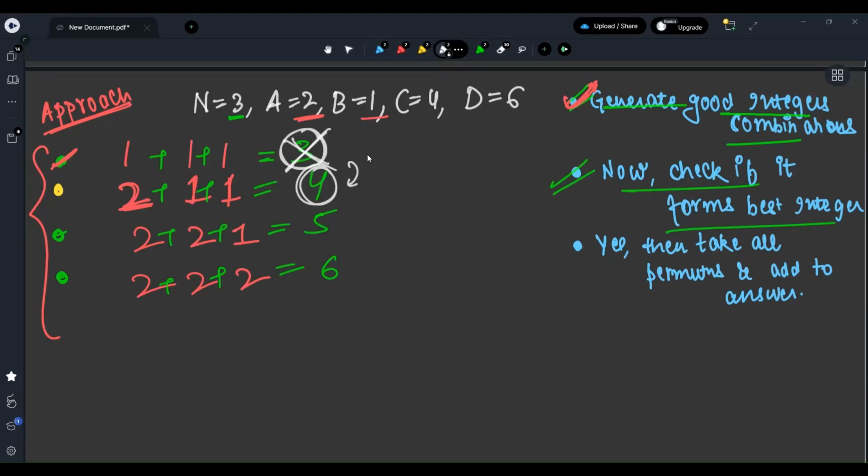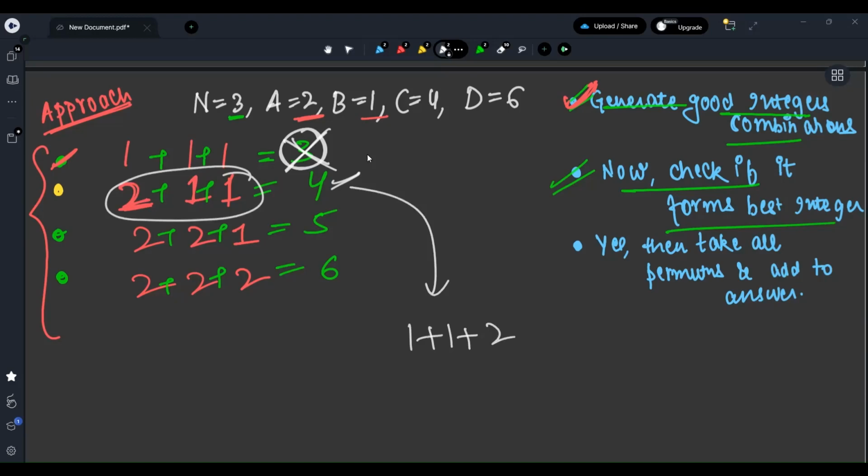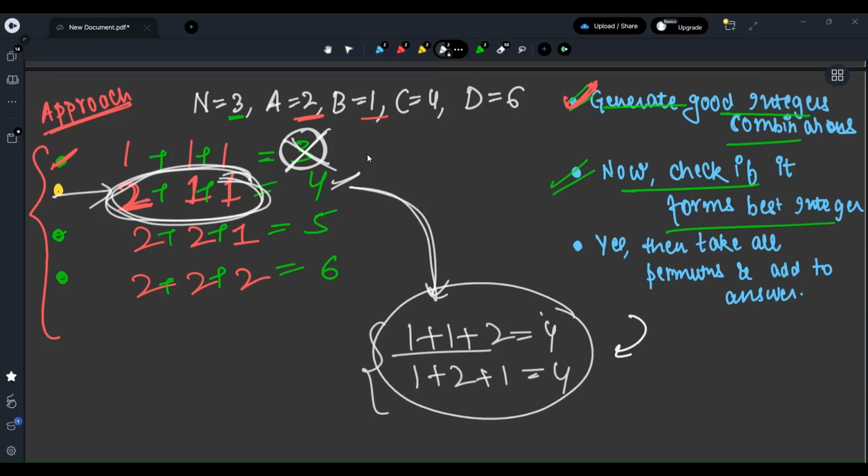Now, whether it contains C and D only: yes, it contains 4 only, which is within C and D. So I will say, okay, if this can give 4, then its permutations can also give 4. 1, 2, 1 can also give 4, this will be equal to 4, this will be equal to 4. That's why I only consider combinations. By considering only combinations, I will try to get all the arrangements' answer. If I got 2 plus 1 equal to 4 and it contains only C and D, then all these arrangements will also give me 4.